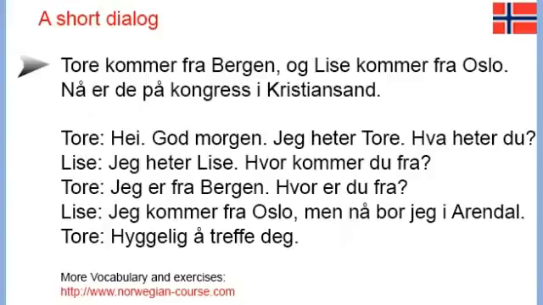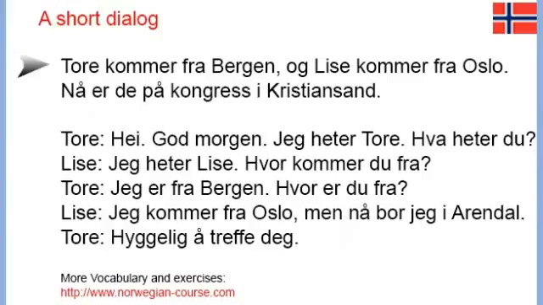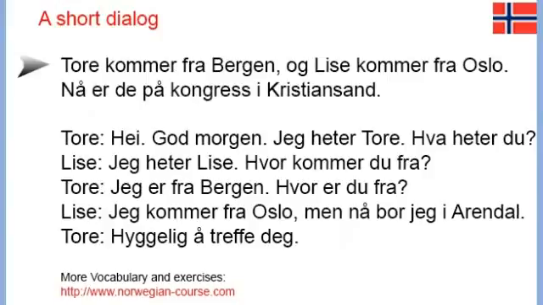So, first phrase. Tore kommer fra Bergen, og Lise kommer fra Oslo. Tore comes from Bergen, and Lise comes from Oslo. Nå er de på kongress i Kristiansand. Now they are at a congress in Kristiansand. It's a city in the south of Norway. Notice how the verb is in second location here. Nå er de på kongress.